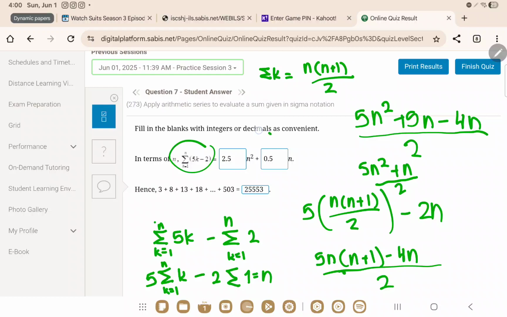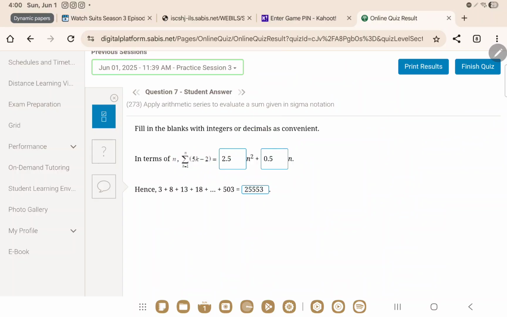Now it looks like this, but you want it without any fraction. So 5 divided by 2 gives you 2.5, and 1n divided by 2 gives you 0.5. That's it for this question. Now let's move on to the next part. Next part, solve it the exact same way we'd solve a normal sum. You could use this, but I prefer just solving it how we normally do it. 3 plus difference into n minus 1 gives you 503.